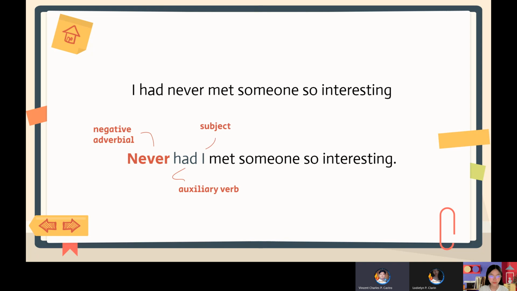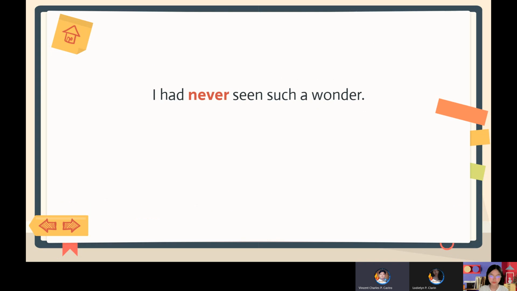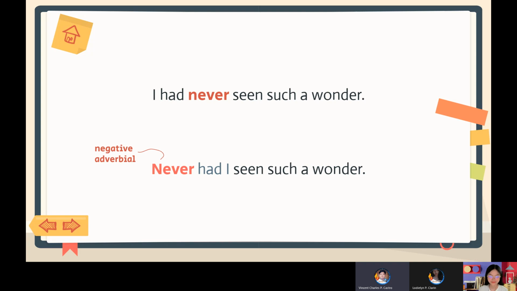I had never seen such a wonder becomes never had I seen such a wonder. Now identify the subject and the auxiliary verb. The negative adverbial is never. The auxiliary verb is had. Subject is I. Yes, that is correct.